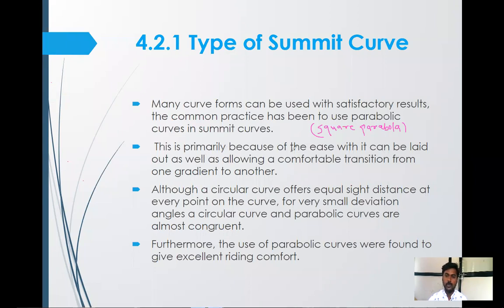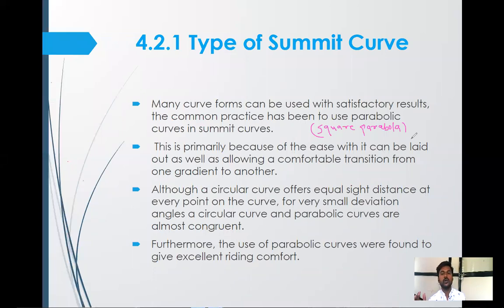This is primarily because it can be laid out easily as well as allowing a comfortable transition from one gradient to another. Okay, why is this provided? Because in the summit curve, the square parabola will give comfortable conditions whenever the vehicle is traveling from one gradient to another gradient.